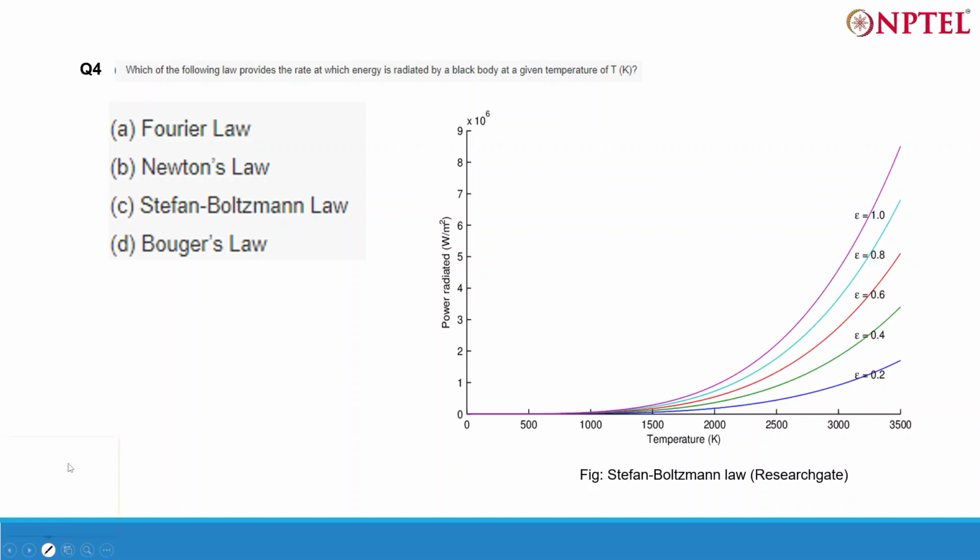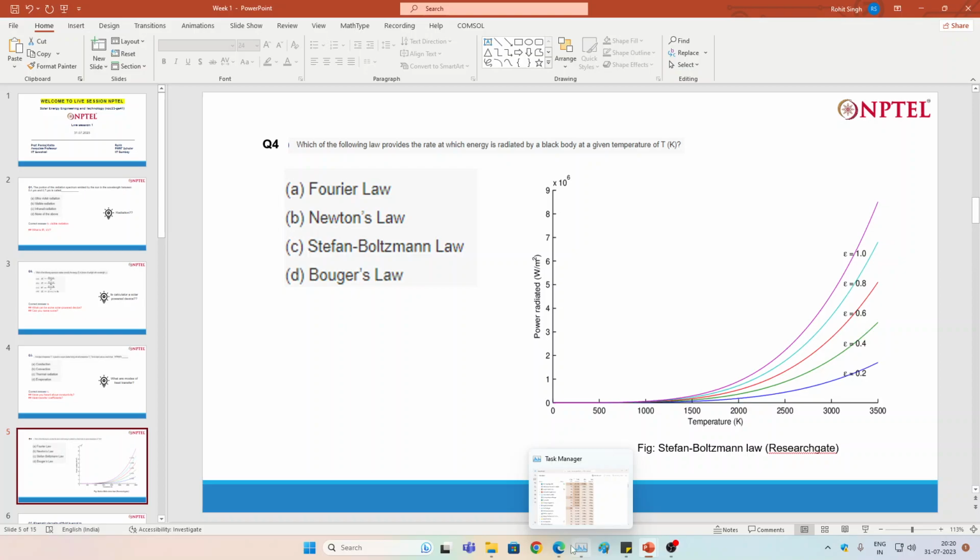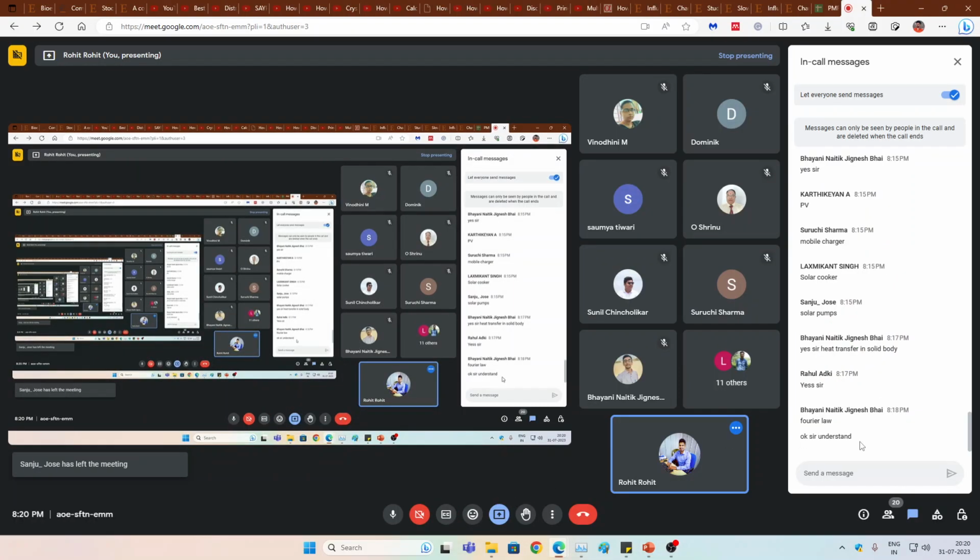Okay. So first take a look at this formula, E equal to sigma T to the power 4 into epsilon. Then we will discuss this graph. First take a look at this formula. If I plot a graph between E and this temperature, what will be the nature of this graph? Can anyone say what will be the nature of this graph if we plot a graph between energy and temperature from this formula? You can see the graphs here. What is the nature of this graph? Nobody?